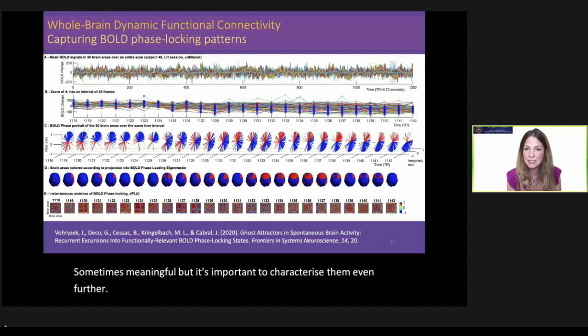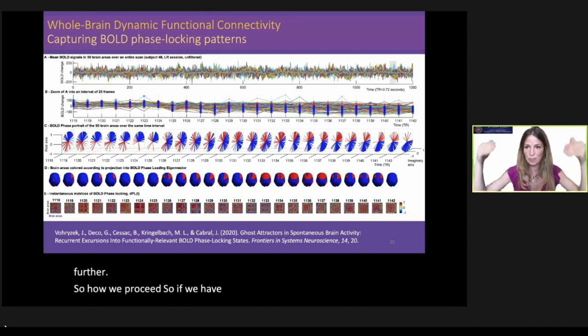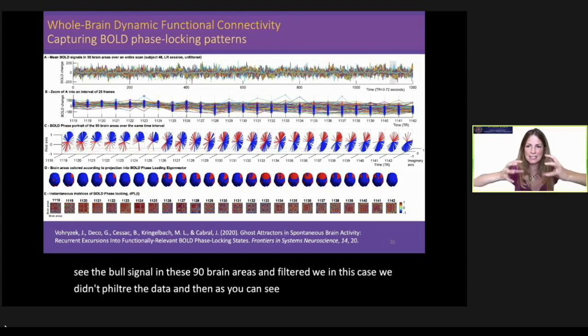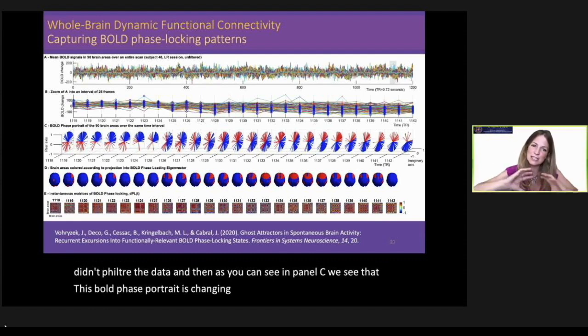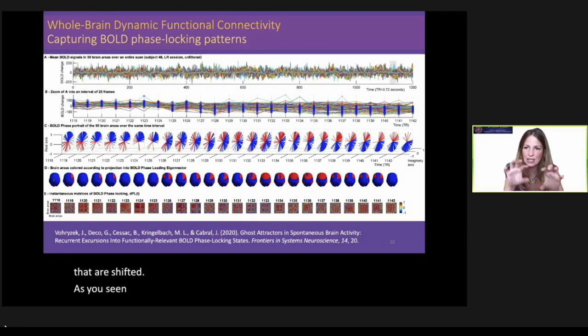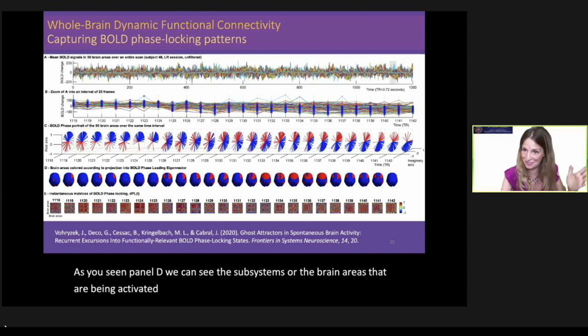So how do we proceed? In the top panel, we see the BOLD signal in these 90 brain areas, unfiltered. In this case, we didn't filter the data. Then, as you can see in panel C, the BOLD phase portrait is changing over time, and especially we see a rotation of the referential eigenvector. By coloring the brain areas that are shifted, as you see in panel D, we can see the subsystems or the brain areas that are being activated over time. Activated or shifted, so it's unclear if indeed they are activated.